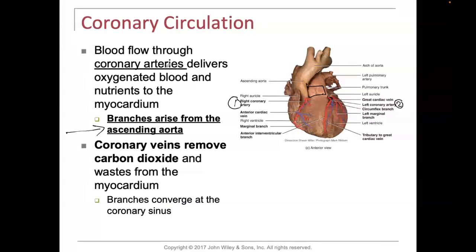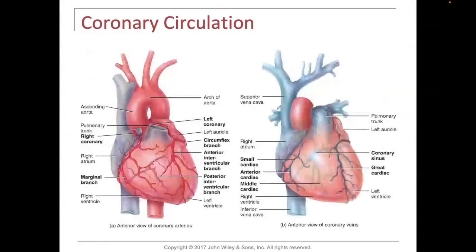Okay, so it's through this coronary circulation, the right and left coronary arteries, that's going to bring oxygen and nutrients to the myocardium to make it contract. And then we have the veins of the heart that are going to remove the carbon dioxide and the waste products. And all the veins converge into the coronary sinus to bring the deoxygenated blood back into the right atrium.